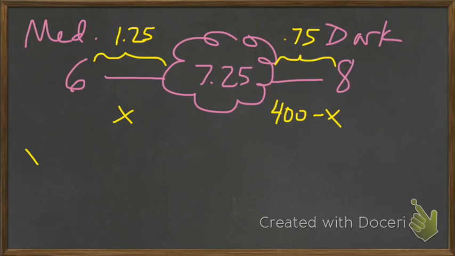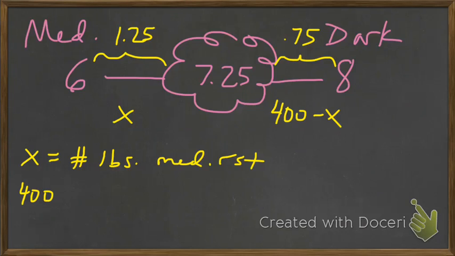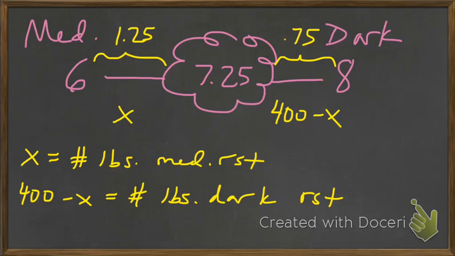So, in this way, X is the number of pounds of medium roast, and we'll let the total minus whatever's used up be the number of pounds of dark roast. This way we're going to be able to write one equation with one unknown, and I don't have to think too hard. Let's do it.